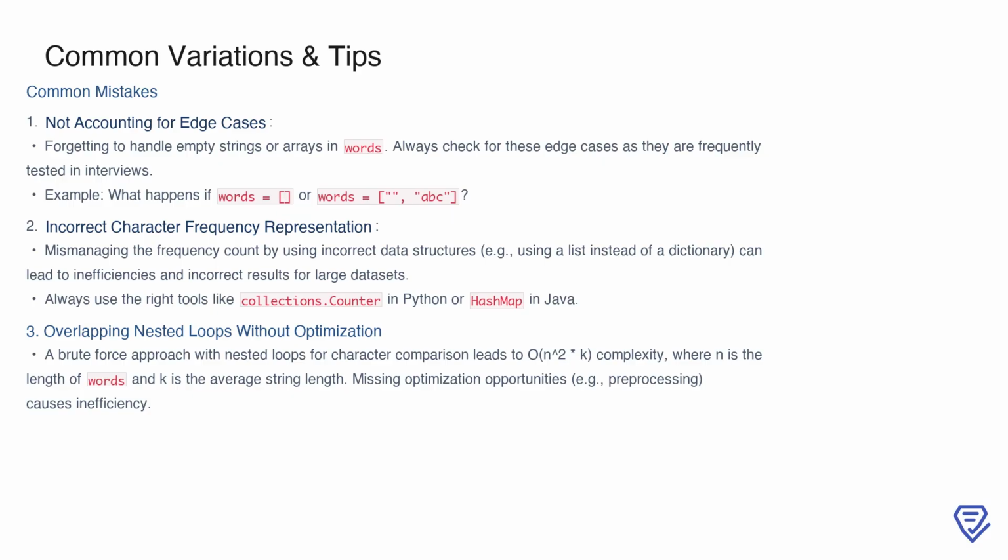Finally, one of the biggest pitfalls is overlapping nested loops without optimization. A brute force approach with multiple nested loops can quickly escalate to O(n²k) complexity, where n is the number of words and k is the average string length. This can be prohibitively slow for larger inputs. Instead, look for ways to pre-process or optimize for efficiency.